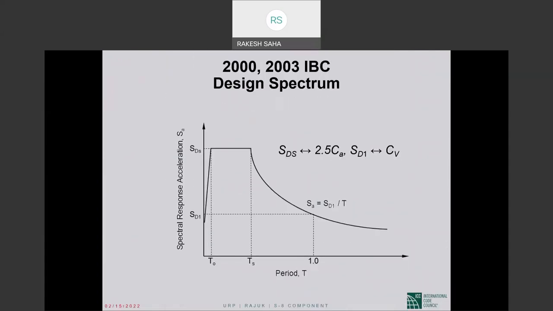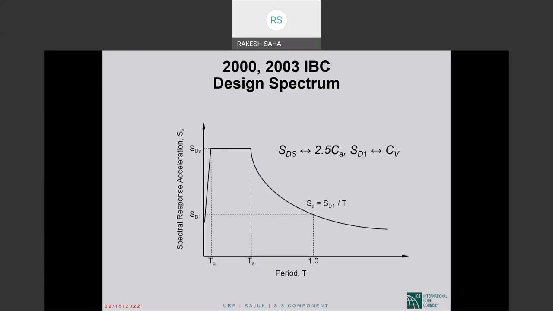So let us pause here for a minute or so, because I have covered a whole lot of ground, decades of development. The first thing I try to emphasize is the huge difference between a response spectrum and a design spectrum. A design spectrum is the result of smoothing and averaging of a number of response spectra.